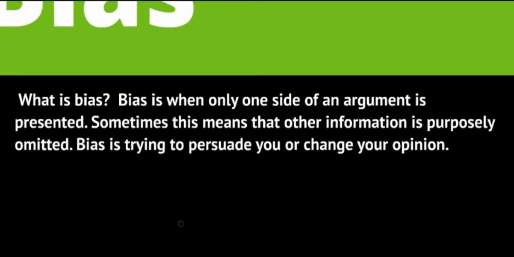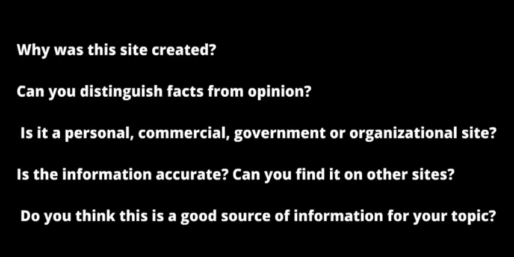Moving on now, we're going to look at bias. So what is bias? This is when an author presents only one side of an argument. Sometimes this means that other information is purposefully omitted. Everyone has biases or their own opinions about certain subjects. It's important that you consider this when looking at a website.